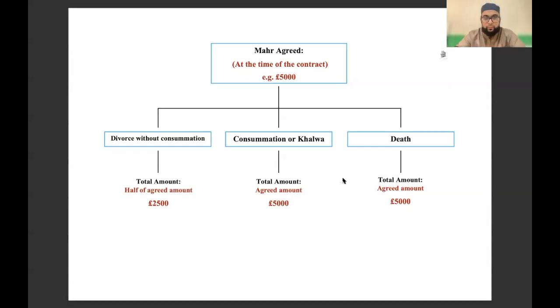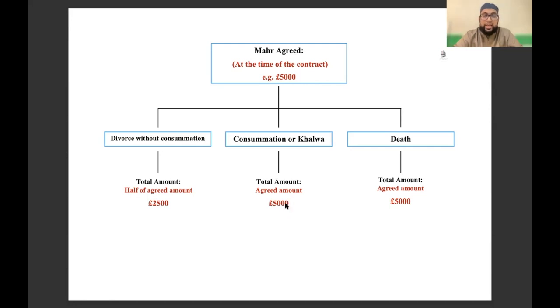So the first and most common scenario is husband and wife agree a mahr. And the mahr is £5,000. At the time of the contract or before the contract, they agree on £5,000 and they get married. So Zayd and Zainab agree to get married with the mahr of £5,000. Obviously he hasn't paid it yet, they've just agreed. So if they consummate the marriage or khalwa takes place, then obviously the full agreed amount will have to be paid, which is £5,000.